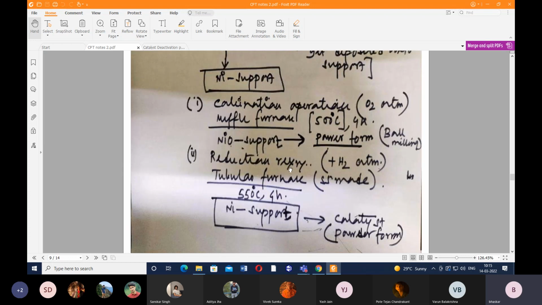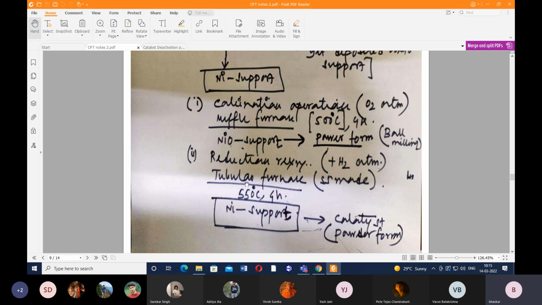So this reaction is called the reduction reaction. The reduction reaction we perform in a horizontal furnace, called a horizontal tubular furnace. In the furnace we have one SS-made tubular reactor, mounted inside the furnace, and the reduction reaction is performed at a temperature of around 550 degrees Celsius for around 4 hours.